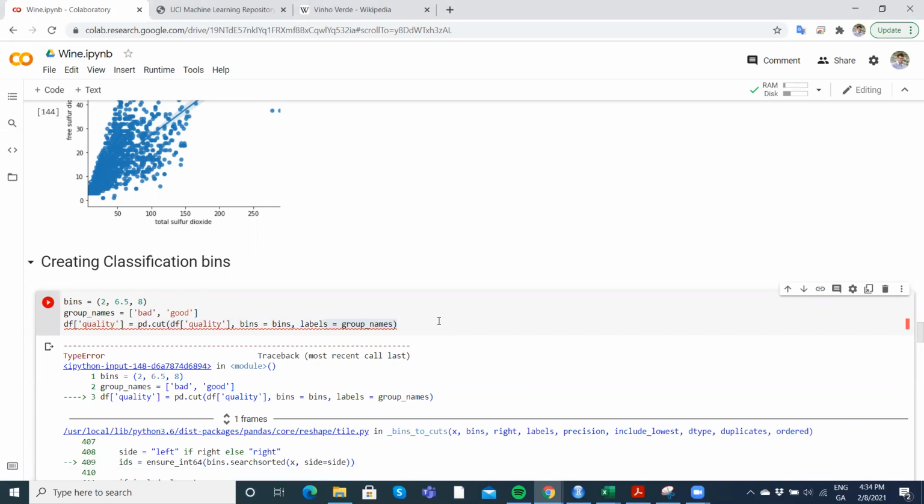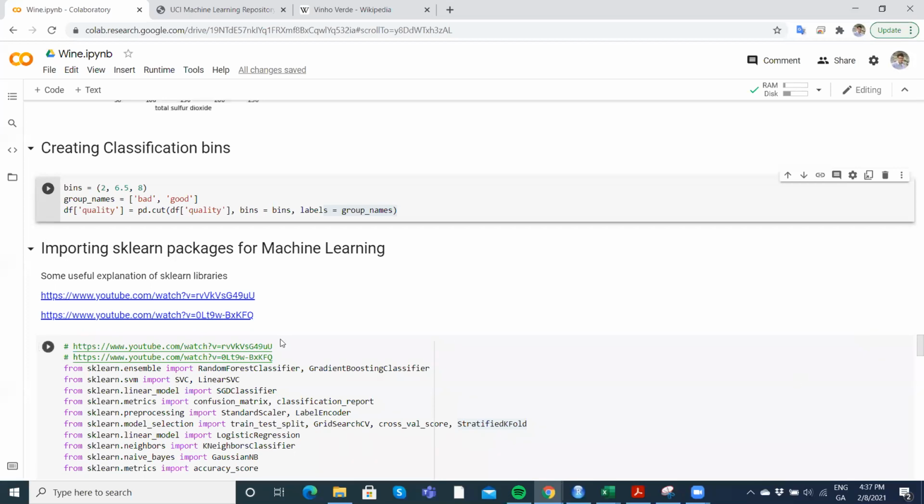Now, did this work? Okay, I'm getting an issue with labels. Let's see where the problem is arising here with the pd.cut. Okay, so I ran this again and it works, but we just have to be careful that once I convert to bad and good, I don't go back again and hit run again. Otherwise, it's looking for the 2, the 3, the 4, the 5, 6, 7, and 8, but it's not going to find them because here we have the bad and the good.